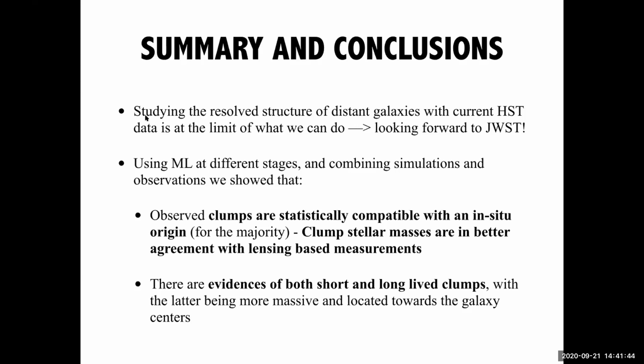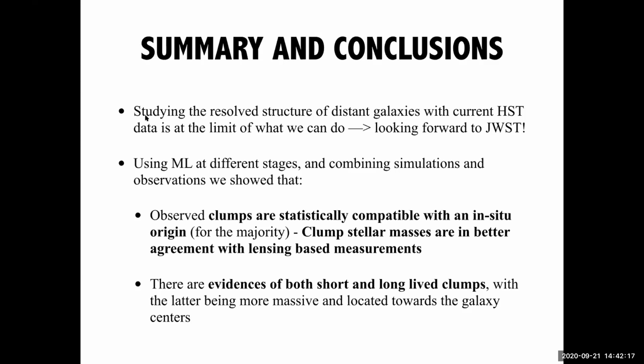I think I've shown that by using ML at different stages and combining, the interesting thing is to combine simulations with observations. First, it's important to compare apples to apples. When you compare to simulations, it's very important to include the observational effects, especially when you are at the limit. When you do this, you are able to recover some information. We have put some statistical constraints on the origin of clumps, which is compatible with an in situ origin, given the stellar mass functions.